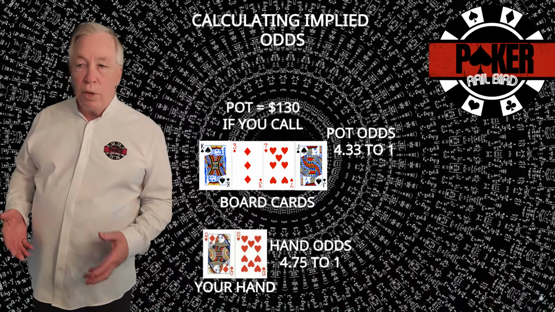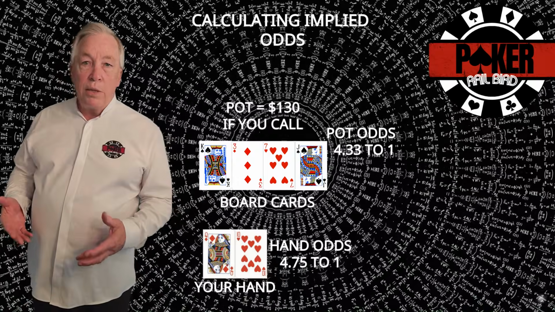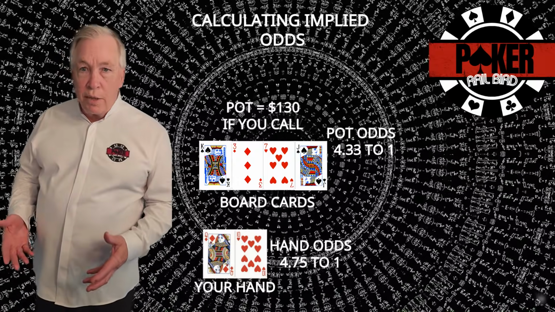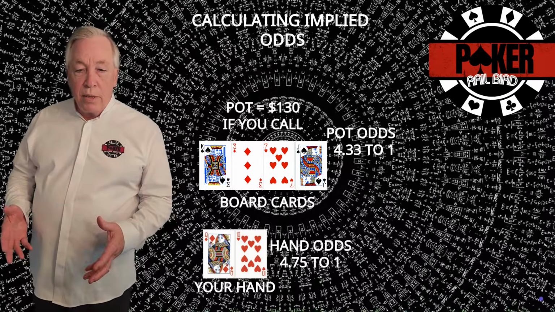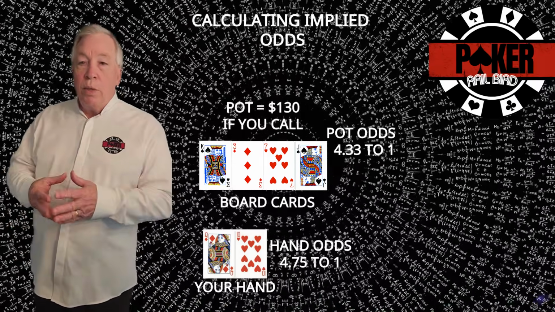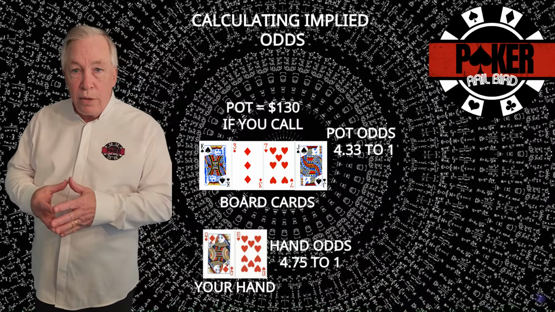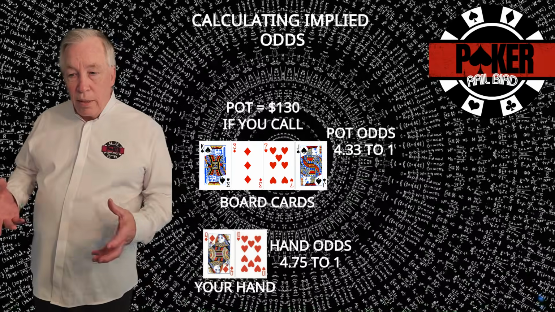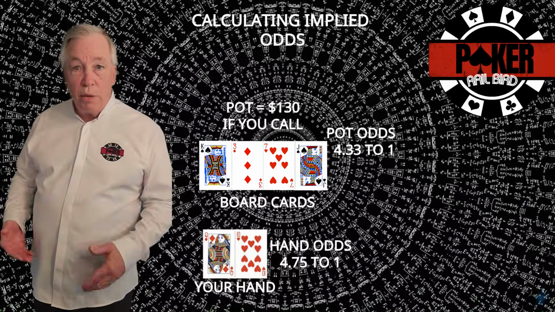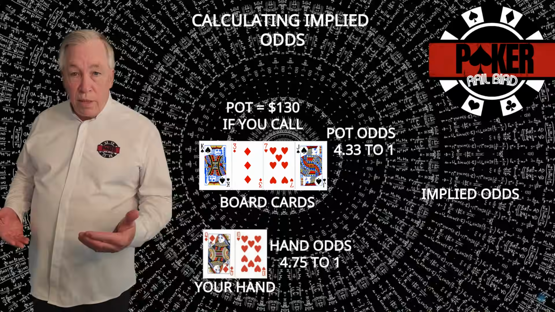Here's the key. For a call to be profitable based on pot odds alone, the pot odds must be greater than or equal to the probability of making your hand. In this case, your pot odds, 4.33 to 1, are slightly worse than your odds of hitting the straight, 4.75 to 1. Mathematically, you should fold based on pot odds alone. But this is where implied odds come into play.